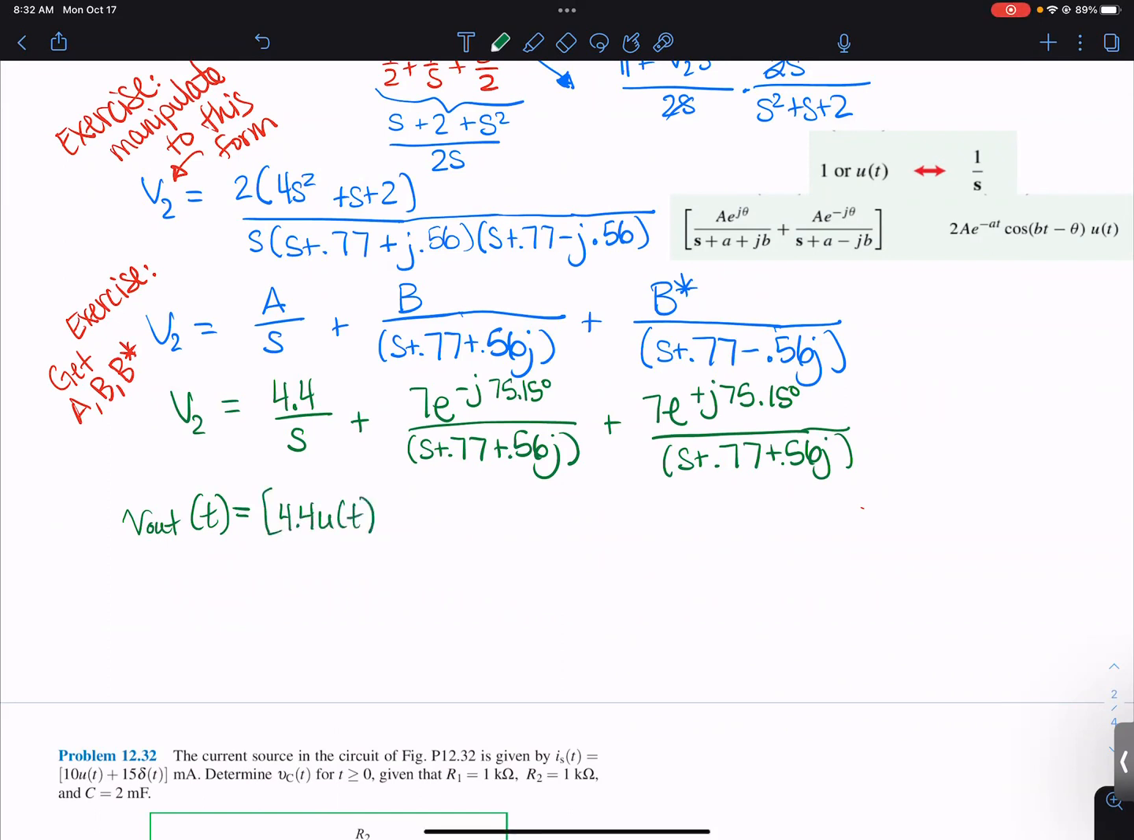u(t) plus, what's capital A in this one? So it's going to be 4.4, 7 for capital A, so 2 times, or sorry, no, 4.4, 7 for capital A, so 2 times 7. So it'd be 14. e, and then what is small a?